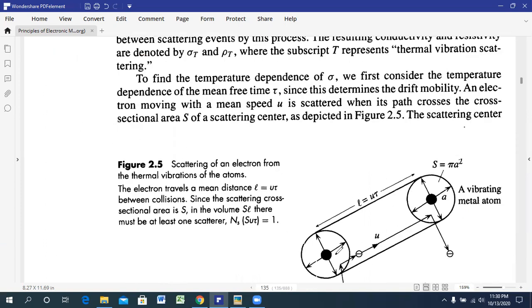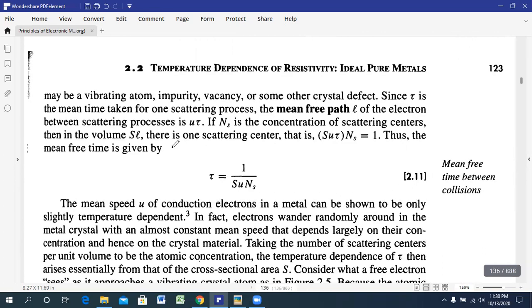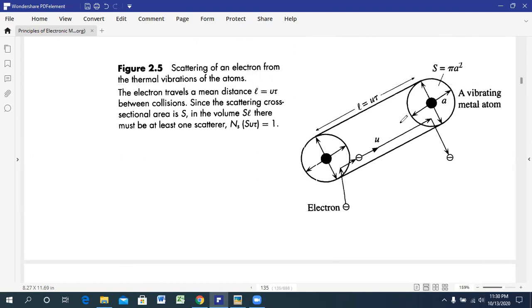Let us assume this one is the first electron, and this one is the next electron, and there is a corresponding collision between these two electrons. The cross sectional area of this electron is S equals pi a square, where a is the radius of this electron. Now, let's assume the mean free path, that means the path between these two electrons, is defined as L.